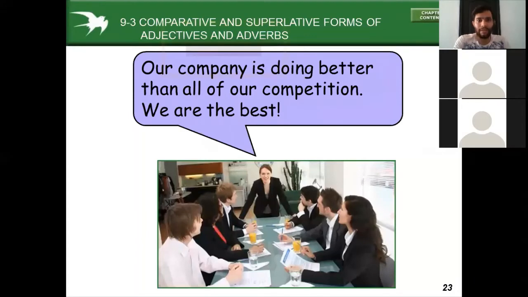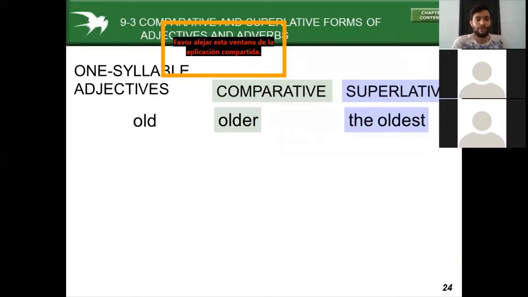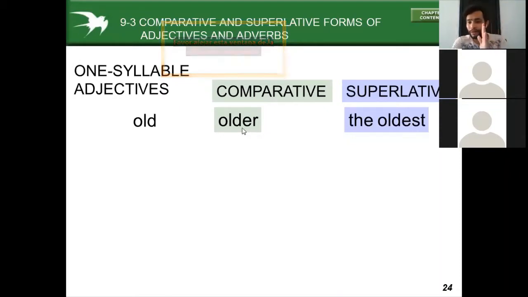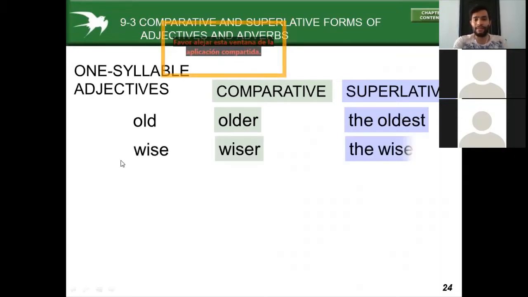That was excellent. Now, let's continue, but this time I'm going to show you how to use the adjectives and the other stuff. So take a look here. This is the rule. 1-syllable adjective. How many syllables does this word have? Old. Only 1, right? So the comparative form is going to be older. And the superlative? The oldest. Good. How about here? Wise.